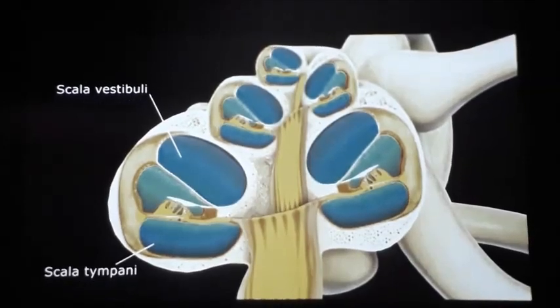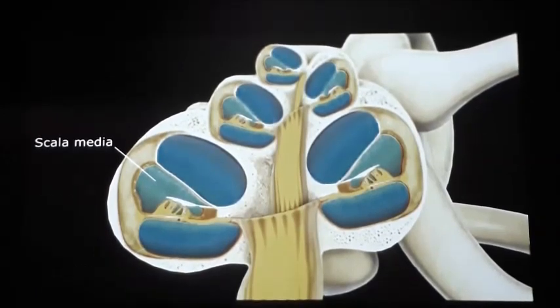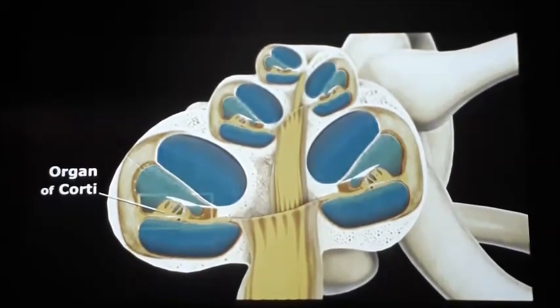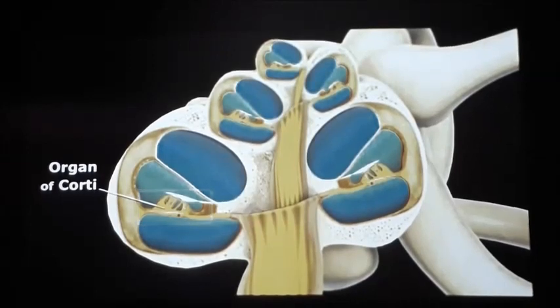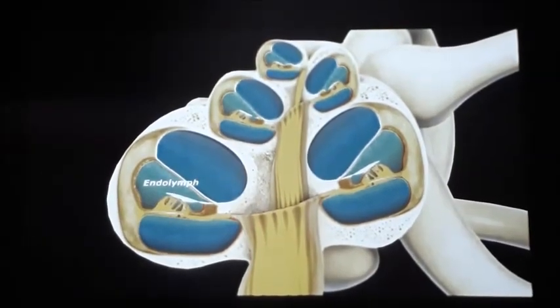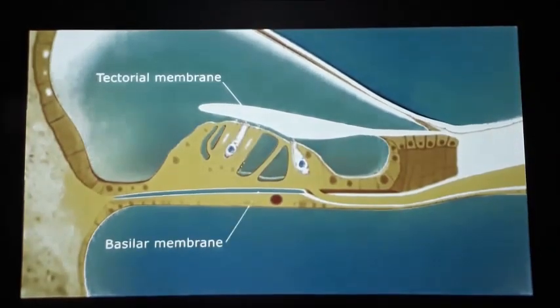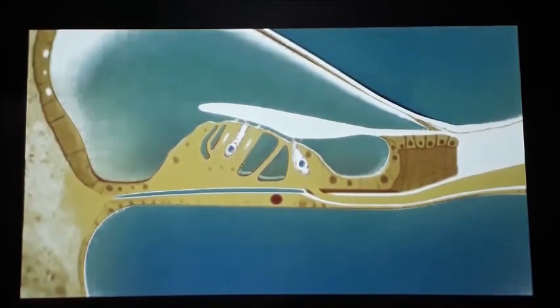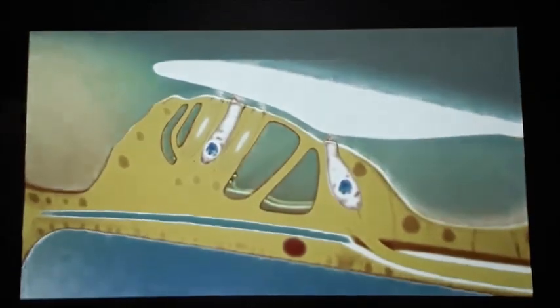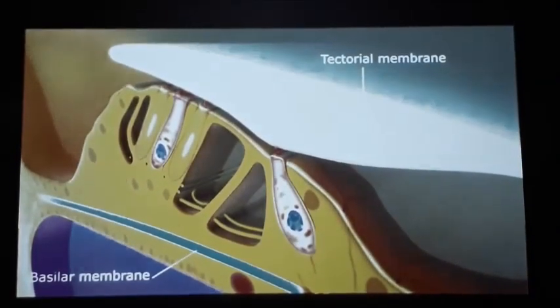Between the Scala vestibuli and Scala tympani is the Scala Media. This houses the organ of Corti, which is referred to as the receptor organ of hearing. The Scala Media is filled with endolymph. The Scala Media includes structures from the tectorial membrane, basilar membrane, and hair cells, which sense the mechanical forces. The hair cells are located between the tectorial and basilar membranes.